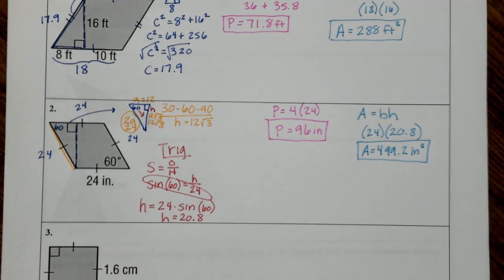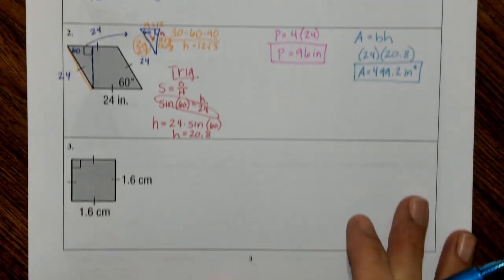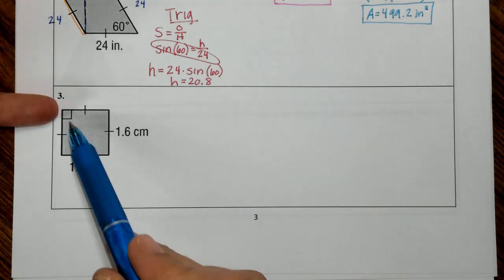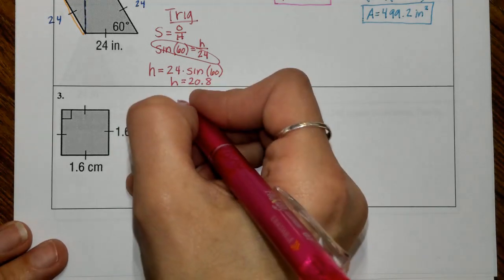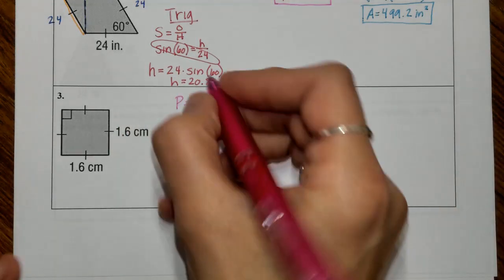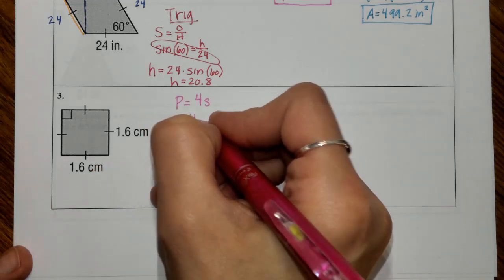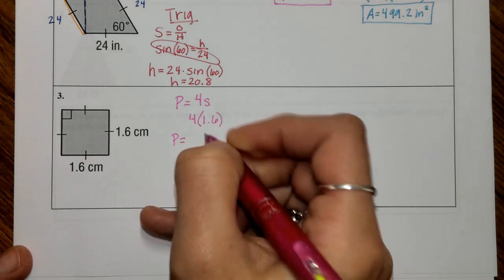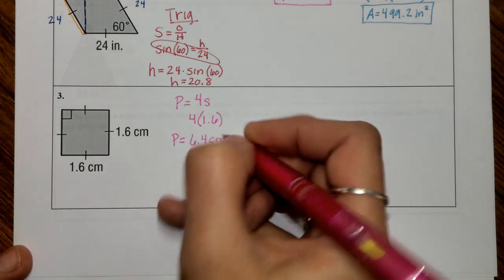All right, next one, take a breather, because this one is going to be a lot more simple than the other. We have a square. How do I know? All 4 sides are congruent. All 4 angles are 90 degrees. So simple and easy with our perimeter. I didn't write this formula earlier, but we do 4 times the side, and the side length is 1.6. So we do 4 times 1.6. Your perimeter ends up coming out to 6.4 centimeters.